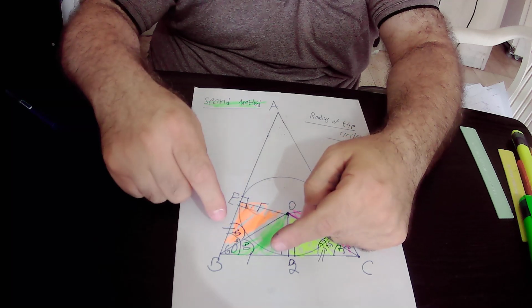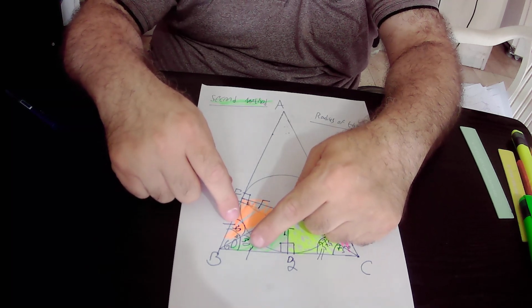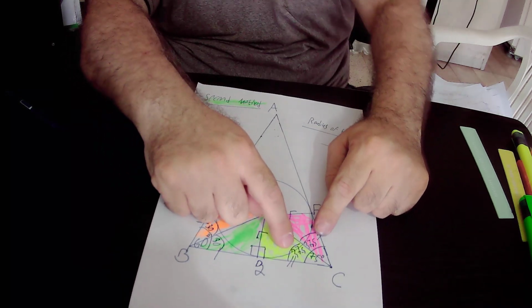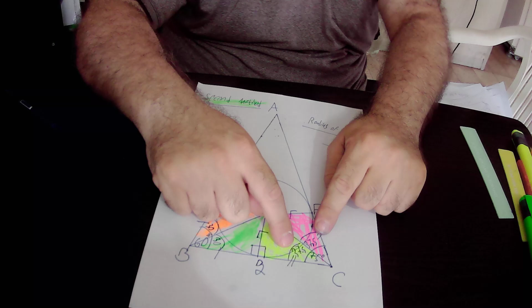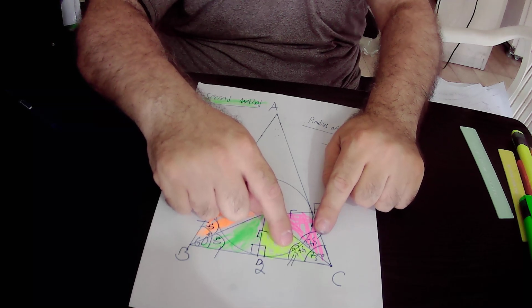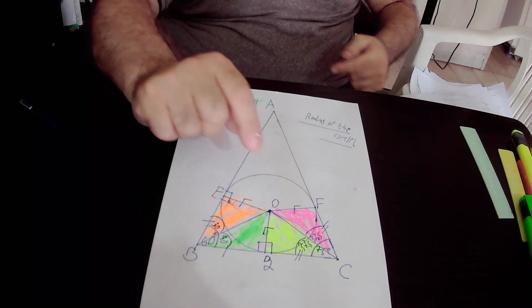But we know that the sum of those two angles is 60 degrees, and they are equal to each other. Therefore, each angle must be equal to 30 degrees. The sum of those two angles, which are also equal to each other, is 75. Therefore, each angle must be equal to 37.5 degrees.